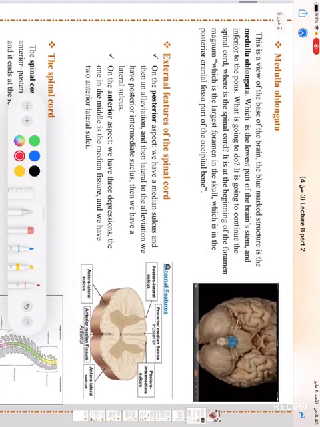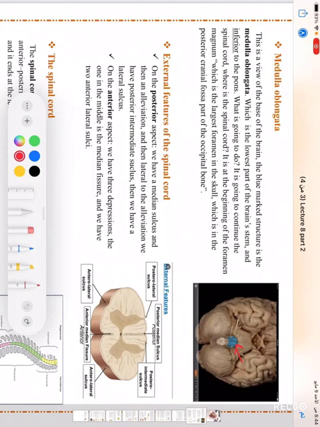First, we'll talk about the medulla oblongata. In the picture, this is a view of the base of the brain. The blue marked structure here is the medulla, which is the lowest part of the brain stem and lies inferior to the pons. What is this medulla going to do? It's going to continue the spinal cord.